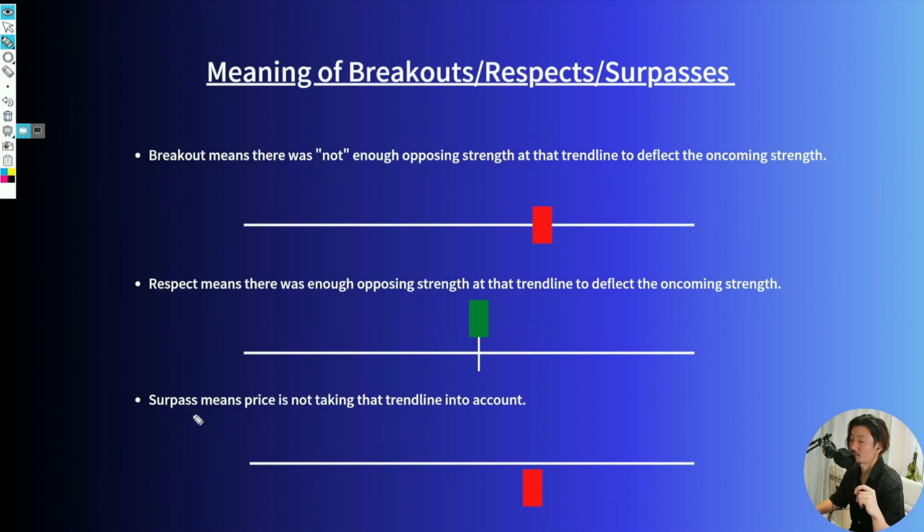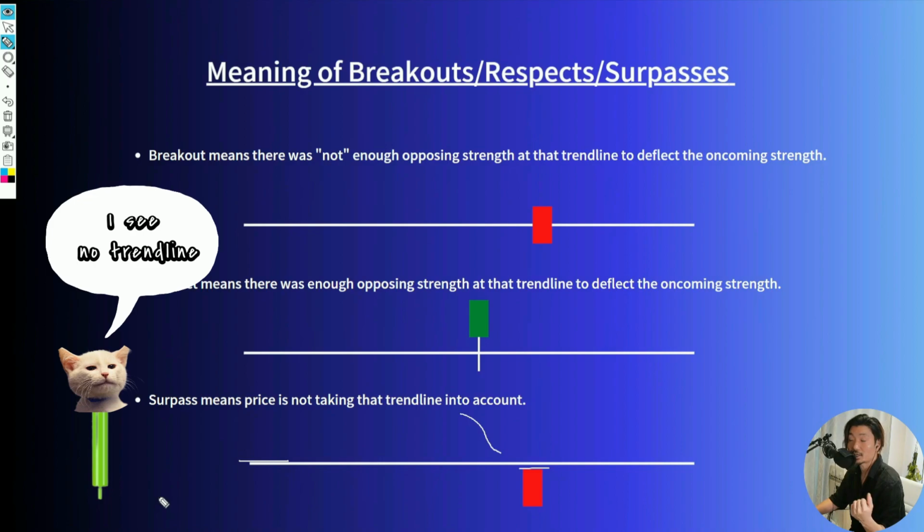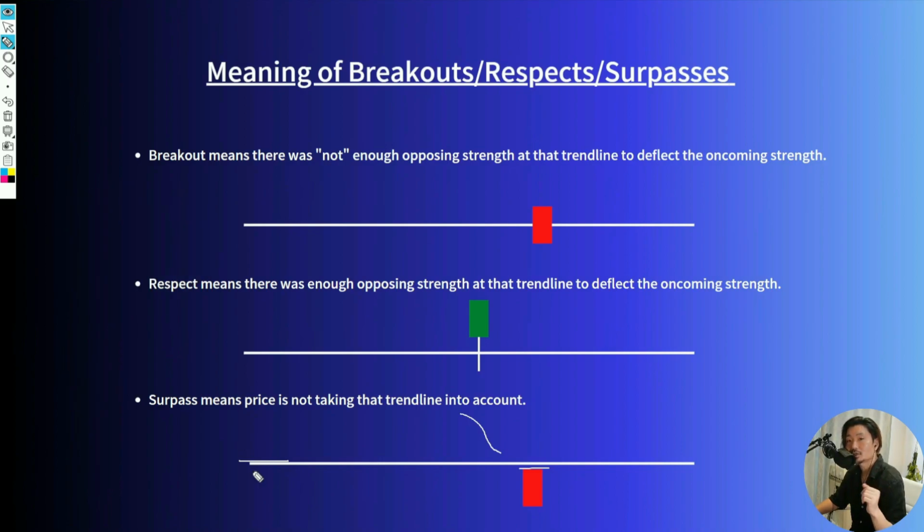Number three, a surpass means price is not taking that trend line into account. So if price is coming down toward this trend line and surpasses it like so, the way you want to interpret this is that price is not taking this trend line into account, which means you as a price action trader do not have to take that trend line into account also.